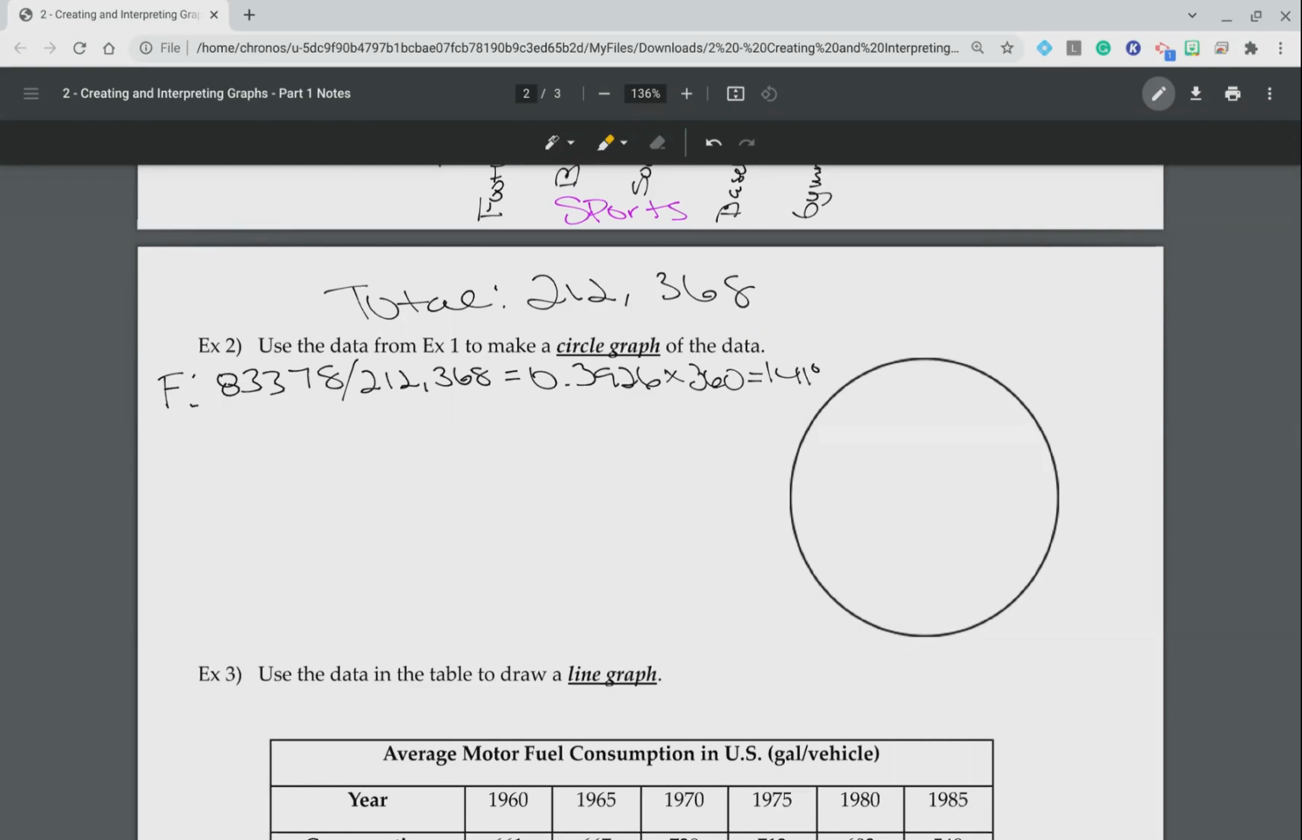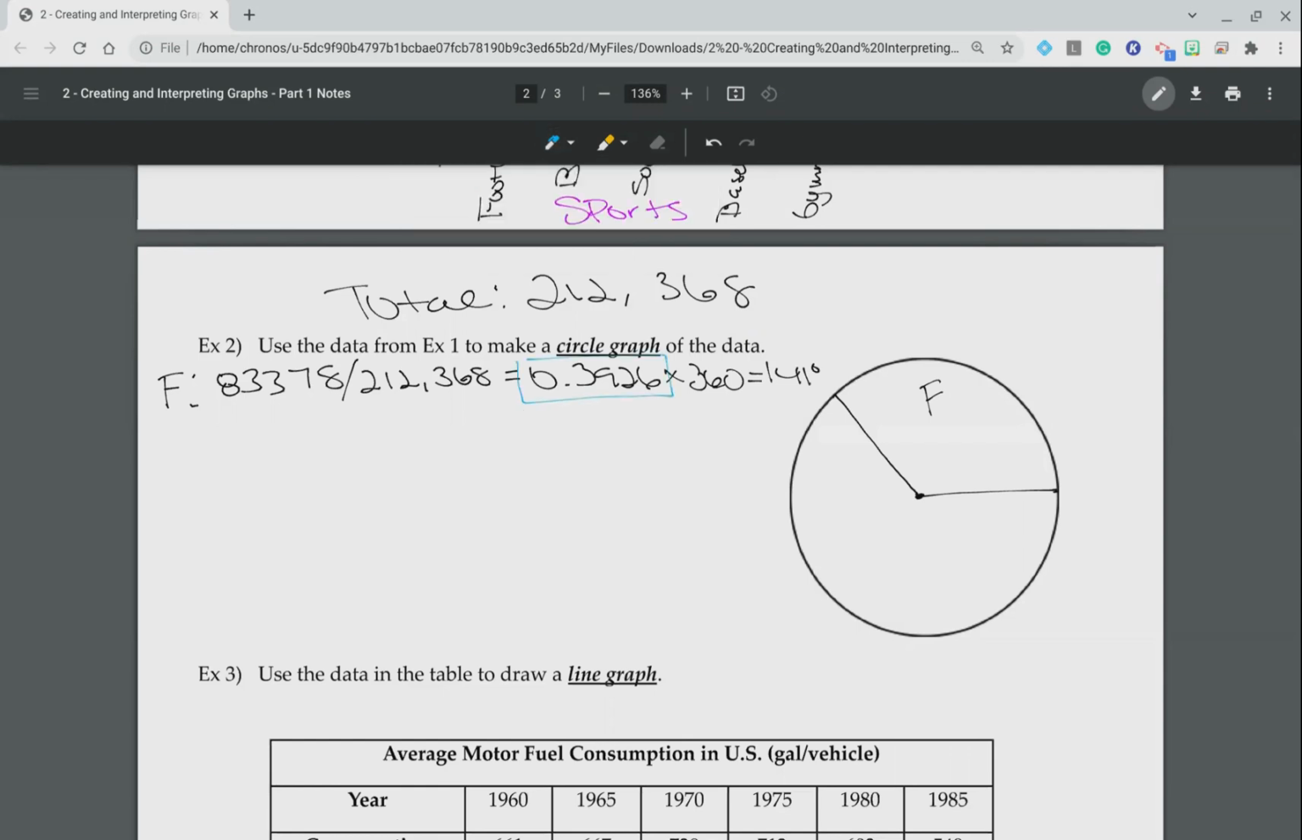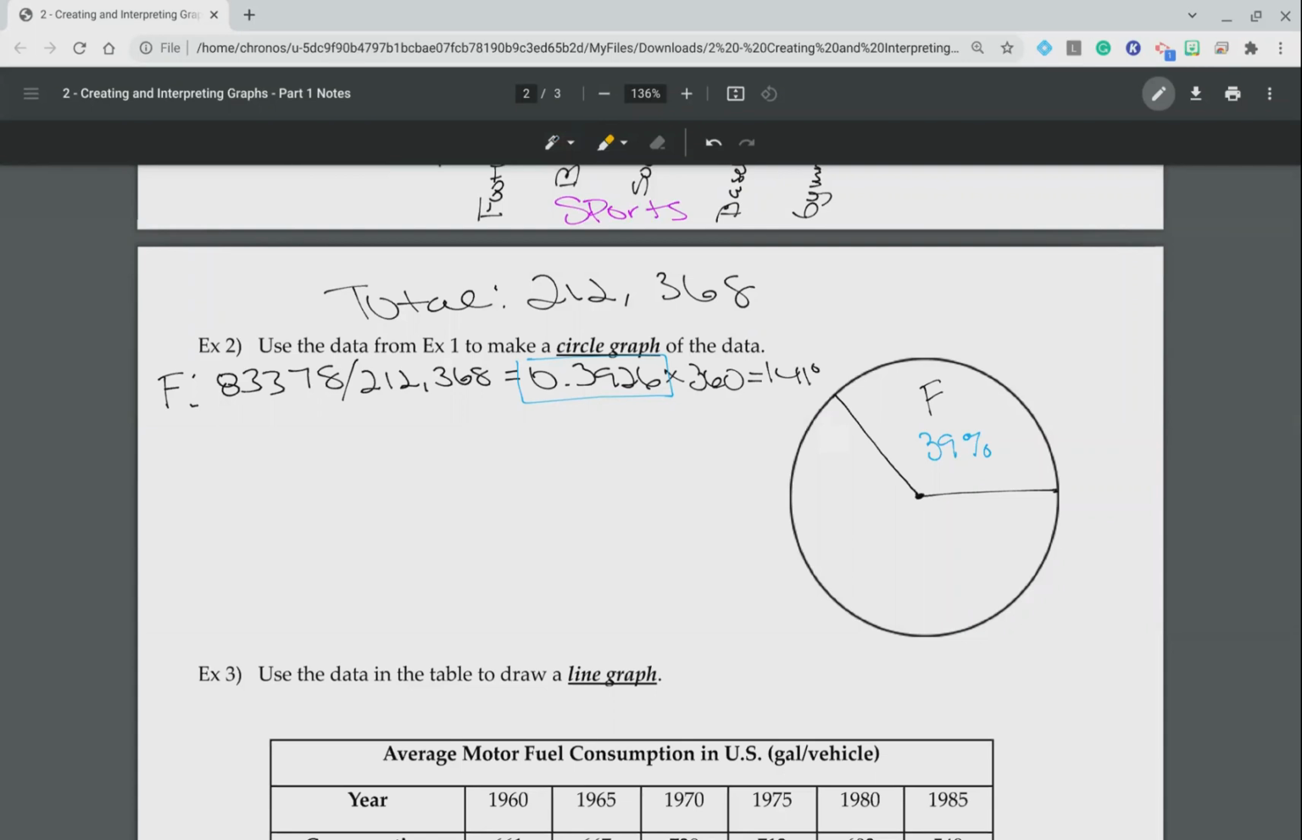So I'm going to put a circle here in the middle. 141 degrees would probably be about this much of my circle. That's going to represent football. Now we did find what percent of this is football. So 0.39 would be 39%. And that's what you're going to have to go through and do for each of those.